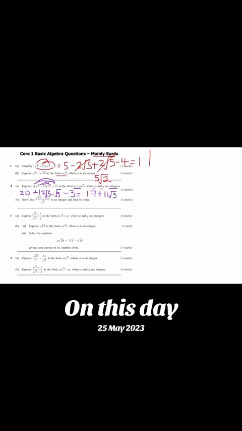Okay, for that one. Part B, show that root 75 minus root 27 all over root 3 is an integer and find its value. Okay, so I've got to rationalize this. So I'm going to multiply top and bottom by root 3.